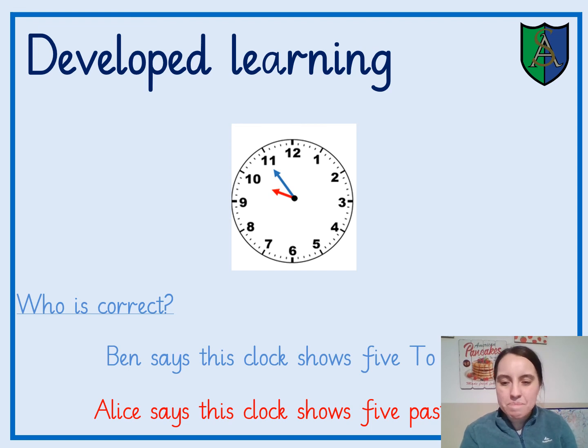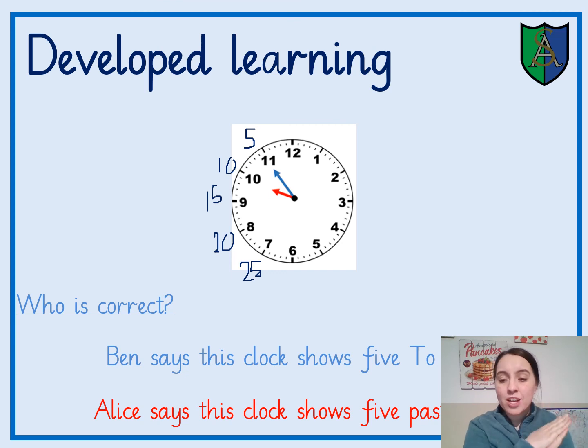Well done if you said that Ben is correct, because quite clearly we are now on the 2 side of the clock, and remember that using our scale going around the clock, we know that we've got 25 to, 20 to, 15 minutes to, 10 minutes to, 5 minutes to the next hour. So we can quite clearly see that the minute hand is on the 2 side of the clock, and we can see from our scale that there are 5 minutes to the next hour, okay? And the next hour is clearly 10 in this picture, because the hour hand is nearing ever so slightly towards that 10.